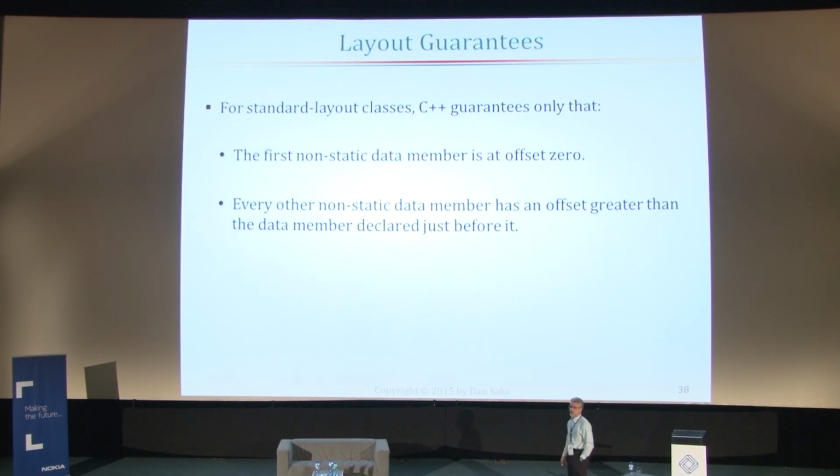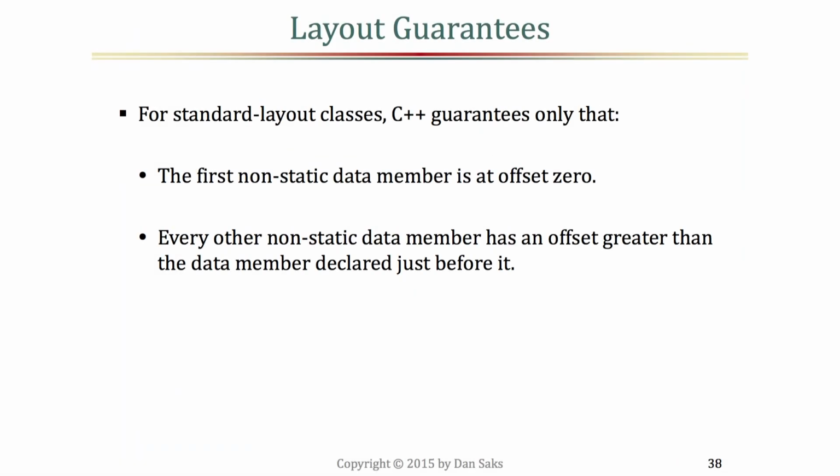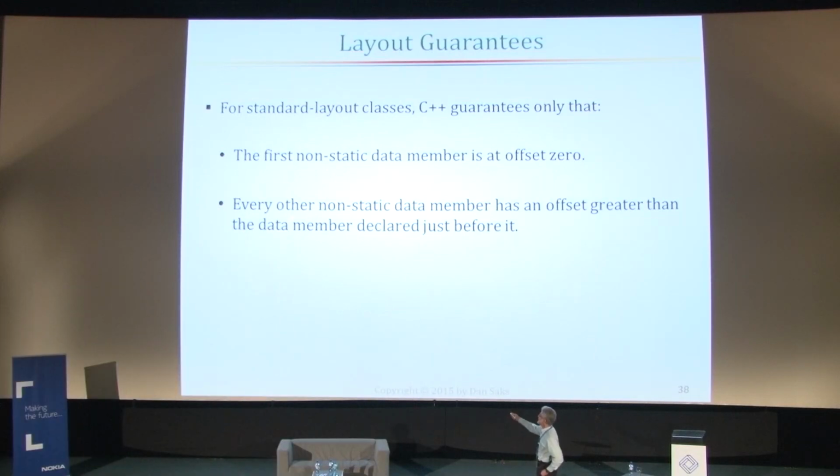Now, unfortunately, the layout guarantees are a little less meaty than we want them to be. They still allow for opportunities to screw up the alignment. The first guarantee is that the first non-static data member is always at offset 0. There's no padding in front of it. The address of that first member in a standard layout type is the same as the address of the whole object. That's a guarantee. And then there's a guarantee that every other non-static data member is at an offset which is greater than the previous one. So they are in the order in which you wrote them.